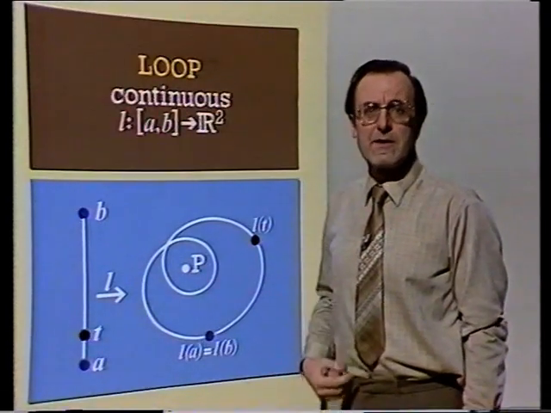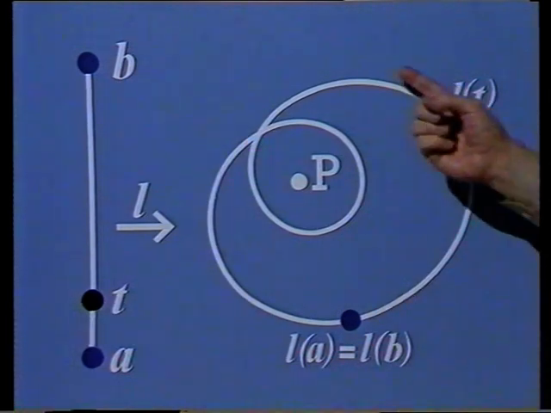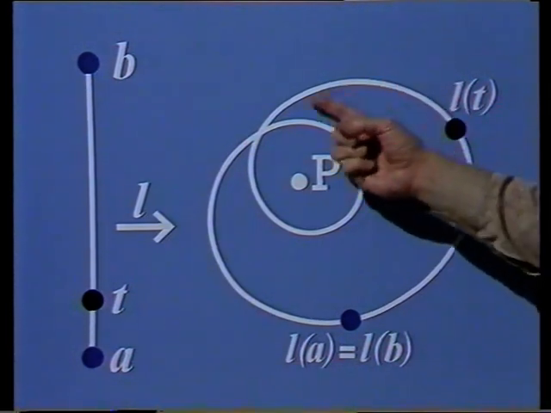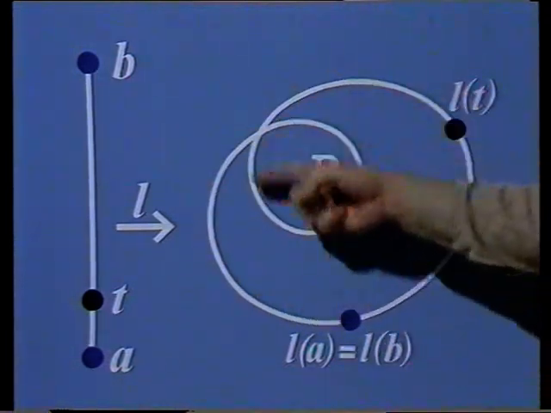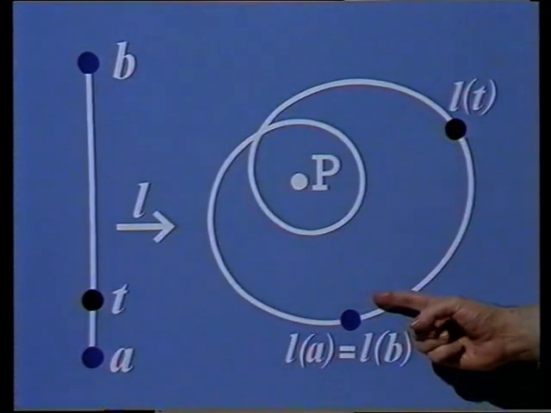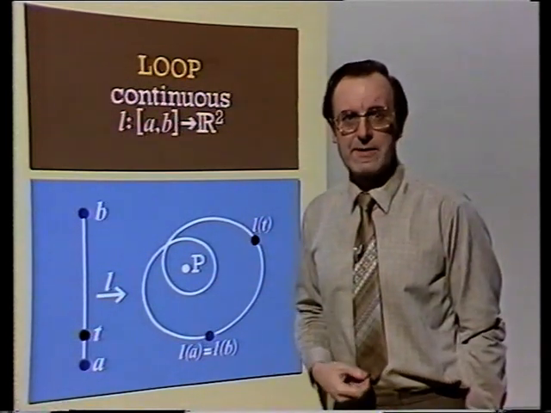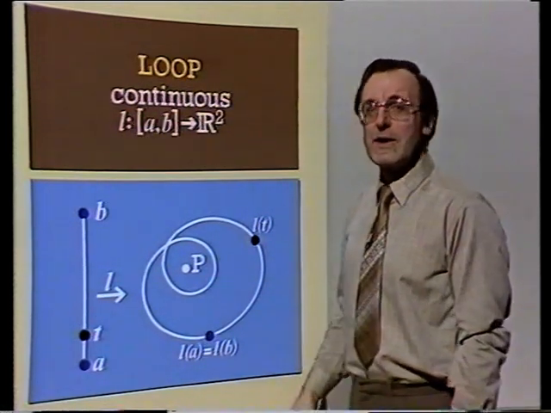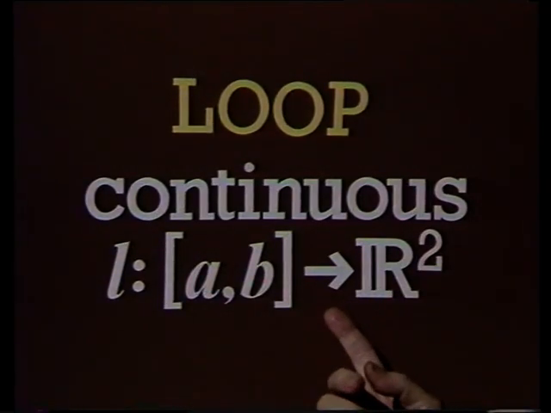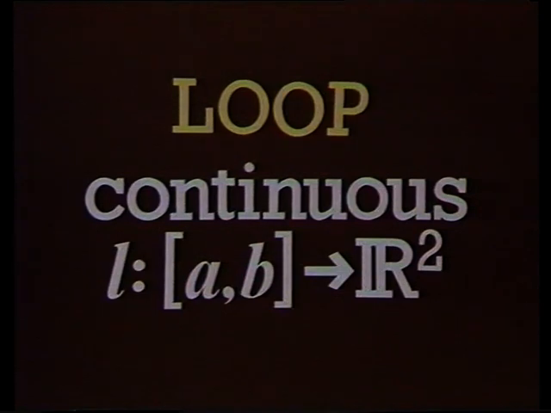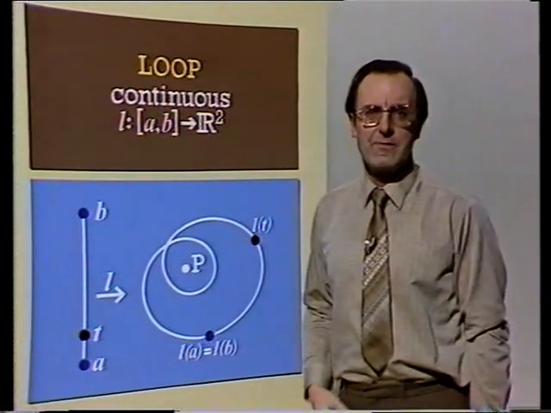Of course, there are lots of possibilities for the function. The speed may vary, you could go back and forth for a bit, and you could even have the curve traced out several times rather than just once. These details could obviously affect the winding number. That's why our definition of loop involves a continuous function rather than just its image curve. Right. Now for the definition of winding number.